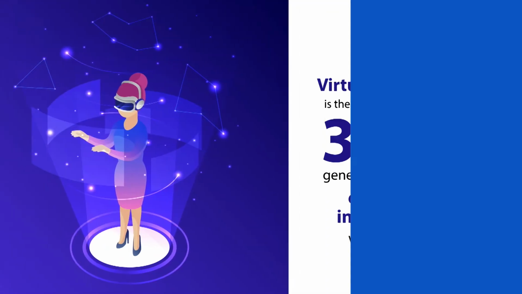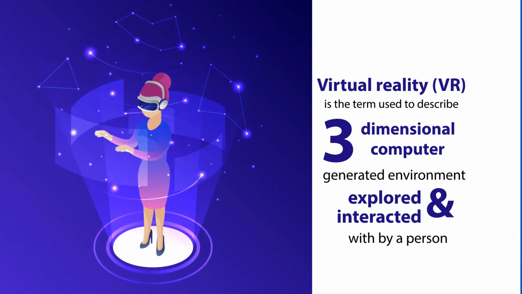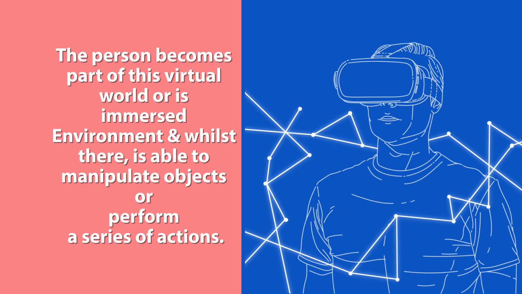Let us start with the definition. Virtual reality is a term used to describe a three-dimensional computer generated environment which can be explored and interacted with by a person. It is a kind of immersive learning. The person becomes part of the virtual world or is immersed, basically a feeling of involvement of the user in the virtual world intelligently designed by the experts.